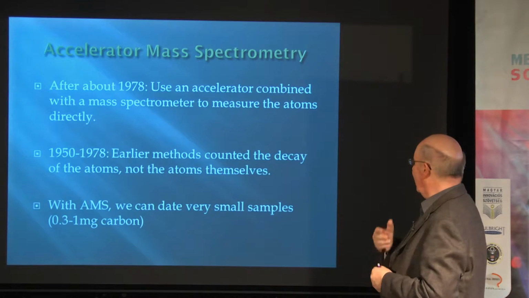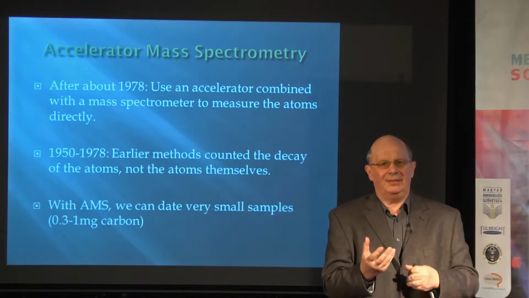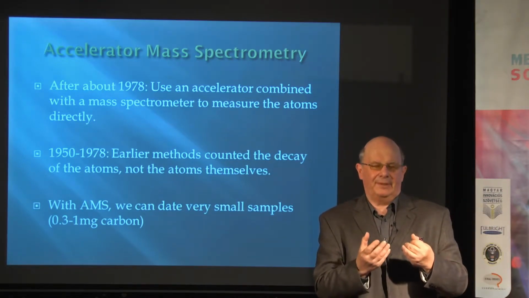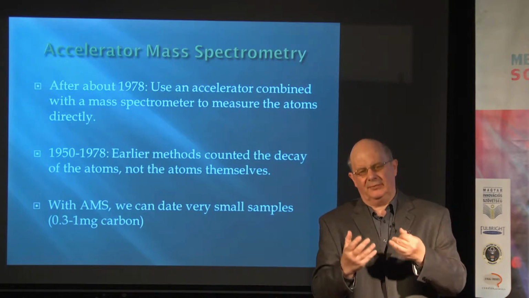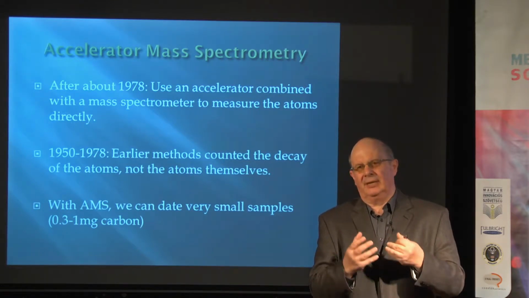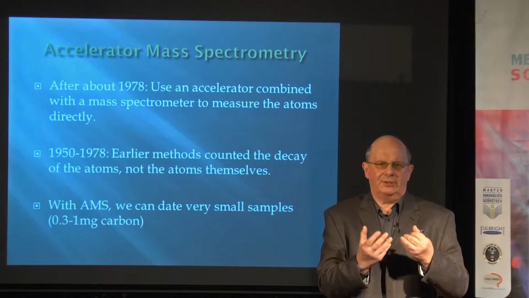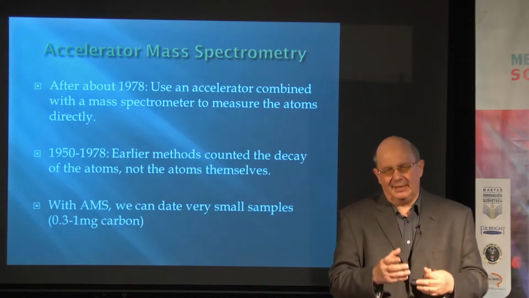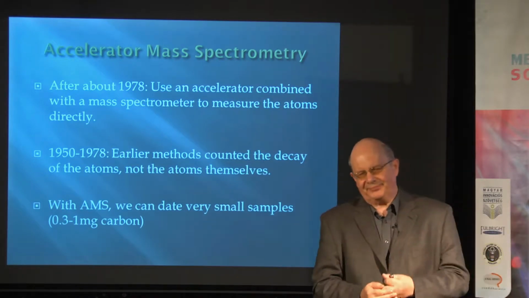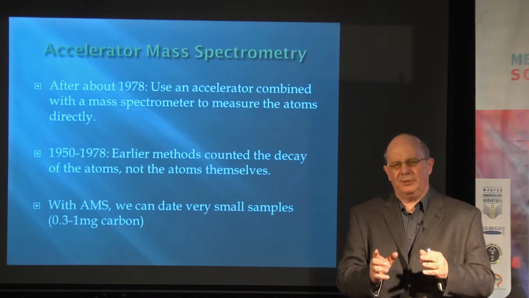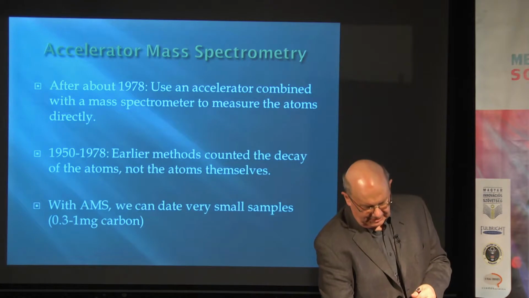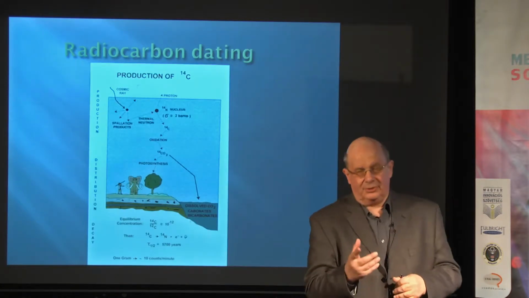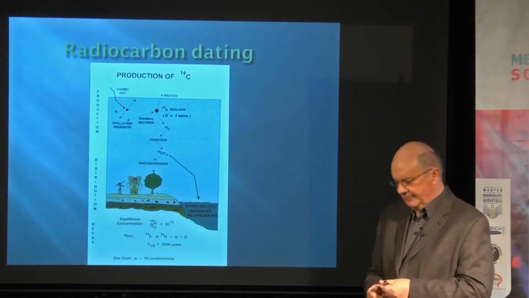So in the early days, we measured the decay by counting the decay of the carbon-14 atoms. And later we learned that it's easier just to count the atoms themselves before they decay. And the only problem is we need a much bigger machine. So I'll show you a picture of a machine in a moment.